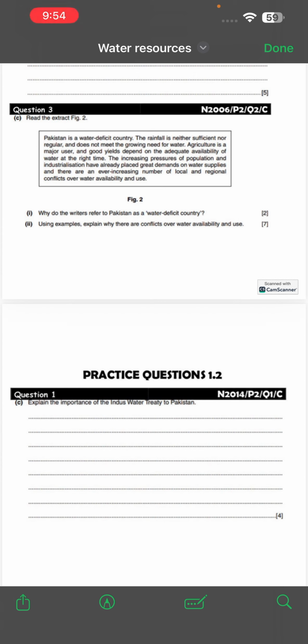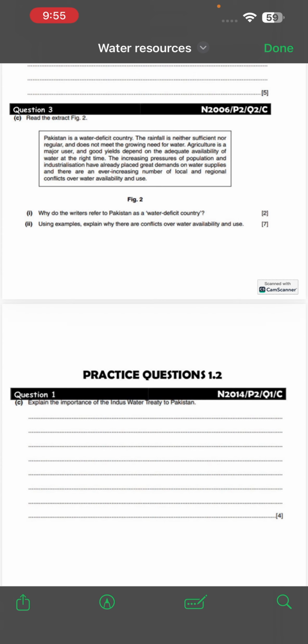Now proceeding to the next question, I must say. Using examples, explain why there are conflicts over water availability and use. The question is of 7 marks itself, right? We need to mention why there are conflicts over water availability and use. Why is there always a conflict, right? For examples, we need to give the conflicting users. Maximum that is of 2 marks.